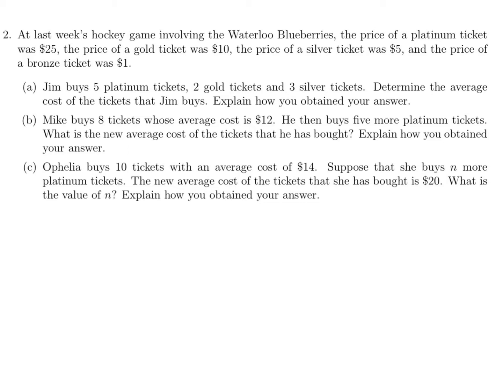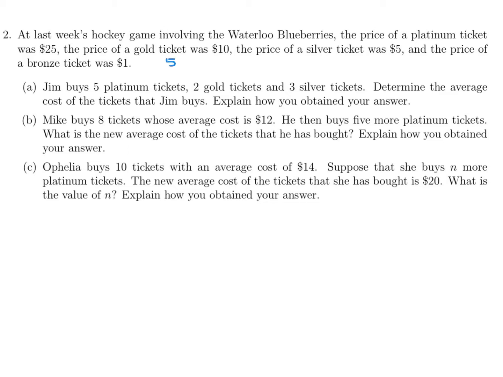At last week's hockey game involving the Waterloo Blueberries, the price of a platinum ticket was $25. The price of a gold ticket was $10. The price of a silver ticket was $5, and the price of a bronze ticket was $1. Jim buys 5 platinum tickets, 2 gold, 3 silver. Determine the average cost of the tickets that Jim buys.